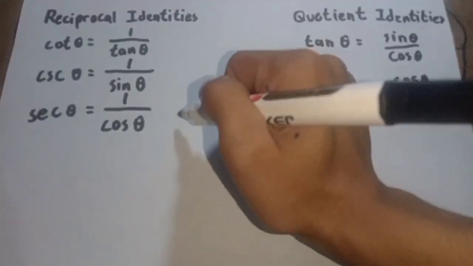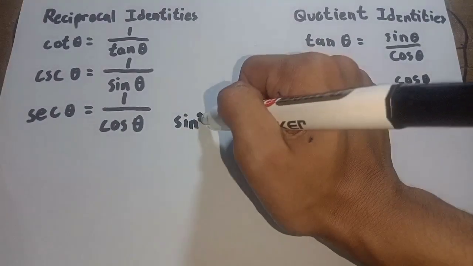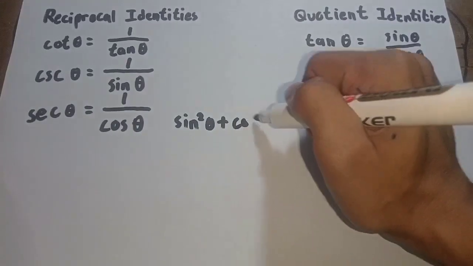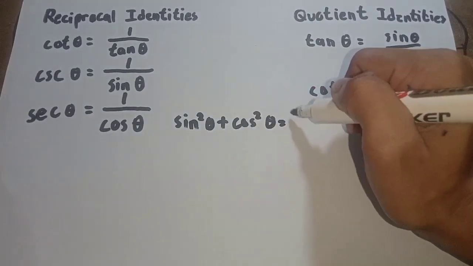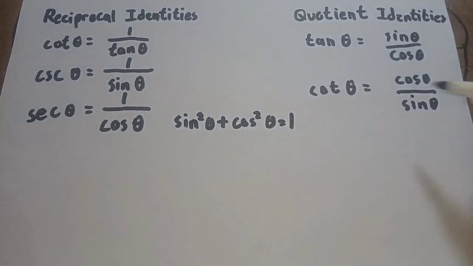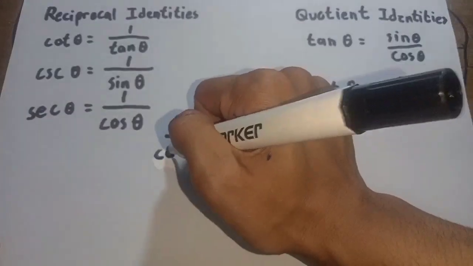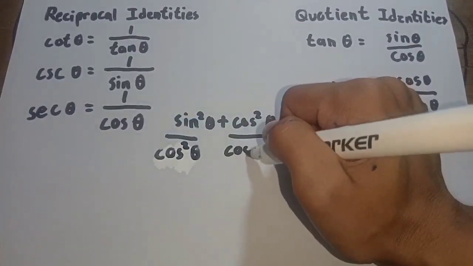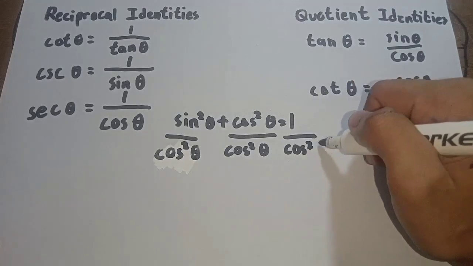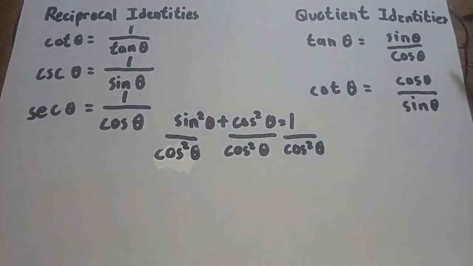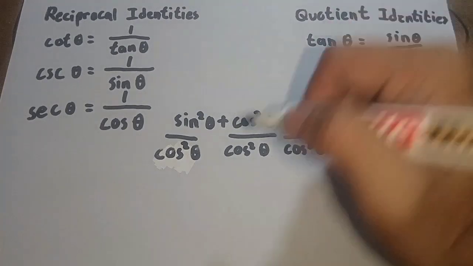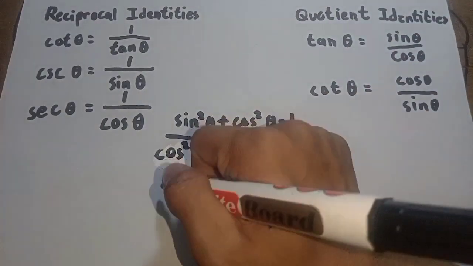Now we start with the primary Pythagorean identity, which is sine squared theta plus cosine squared theta is equal to 1. To derive one of the main Pythagorean identities, we will use the quotient and reciprocal identities. We divide the entire Pythagorean identity by cosine squared theta. Based on the quotient identities, tan theta is equal to sine theta over cosine theta.